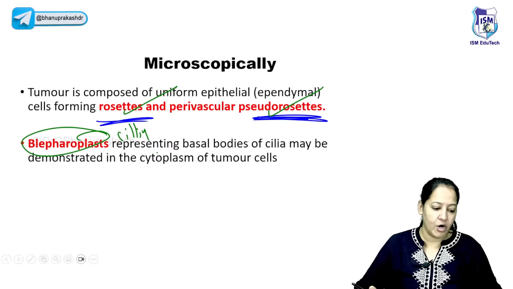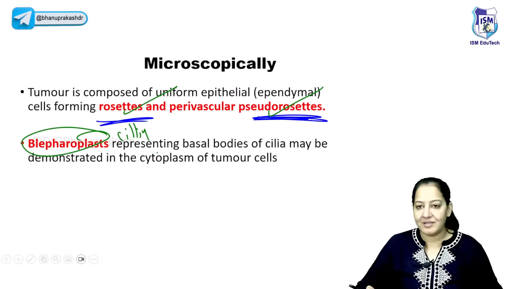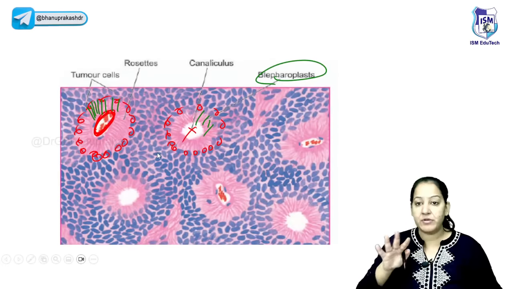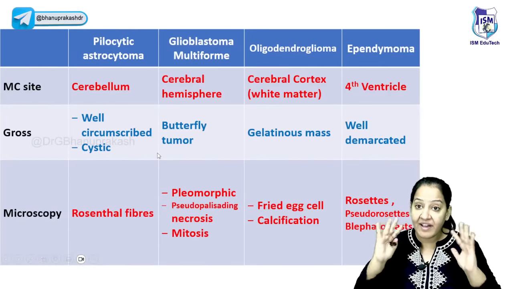How many of you got it? Monica, Prakash, others. Everyone got it? So this is the microscopy of the ependymoma. We are done with glial tumors.